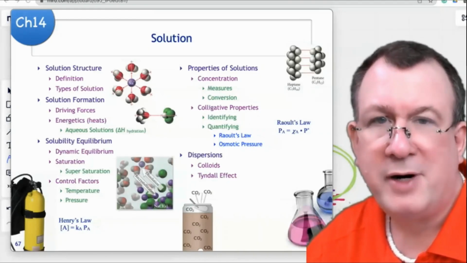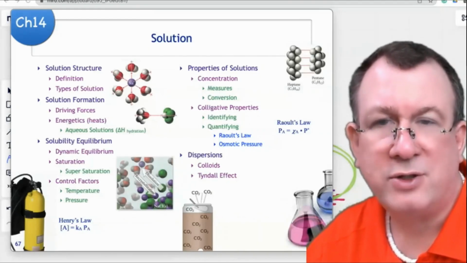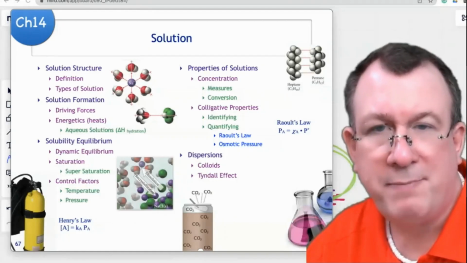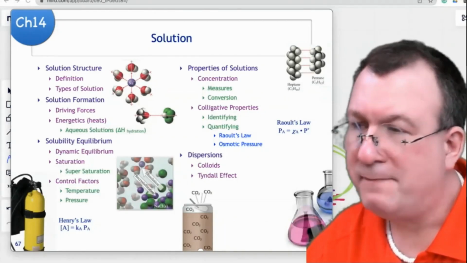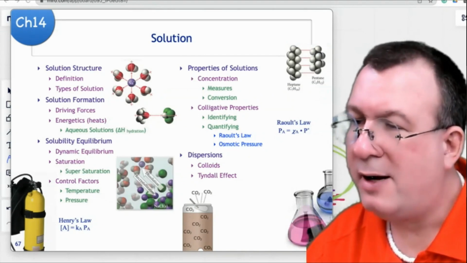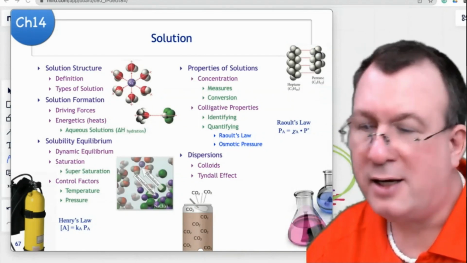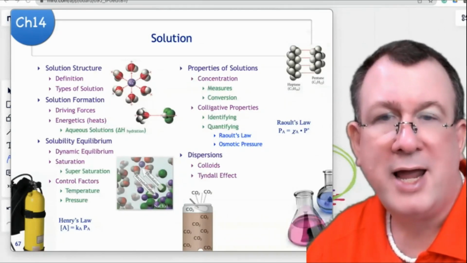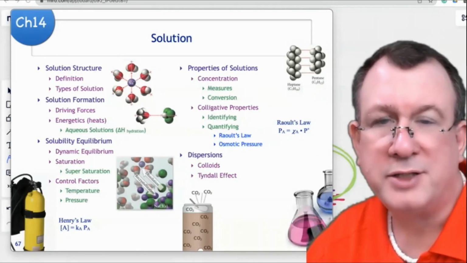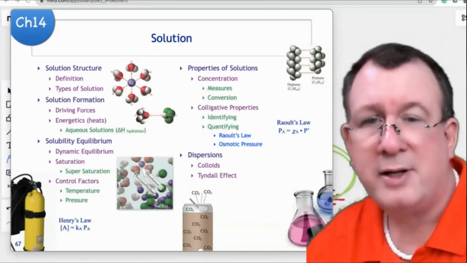A colligative property is a property of a solution that cares only about how crowded it is, how many particles it has in it. It doesn't care what the particles are. So, for example, some classic colligative properties are boiling point elevation, freezing point depression.